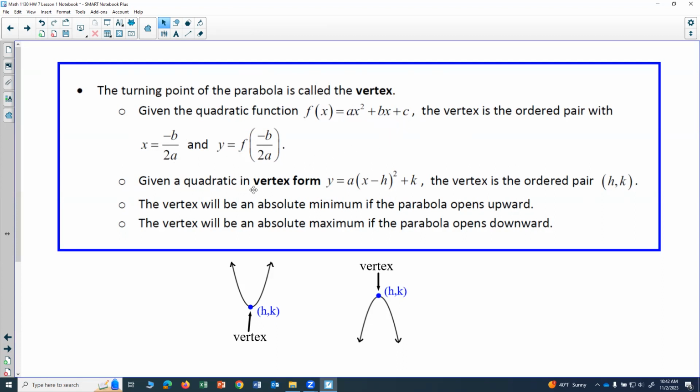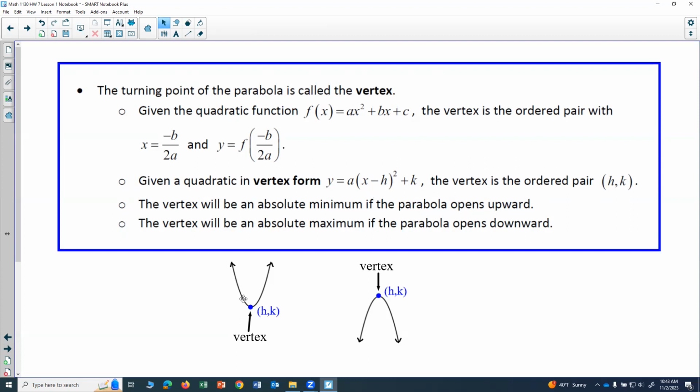Given a quadratic in vertex form, which is y equals a times the quantity x minus h quantity squared plus k, the vertex is the ordered pair h, k. Notice that h, the x value of the vertex, will have the opposite sign of what you see in the function, and k, the y value of the vertex, will have the same sign as what you see in your function. The vertex will be an absolute minimum if the parabola opens upward.